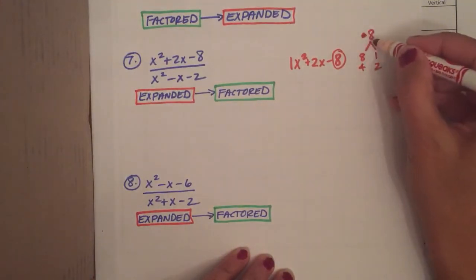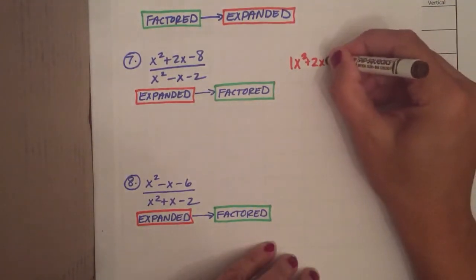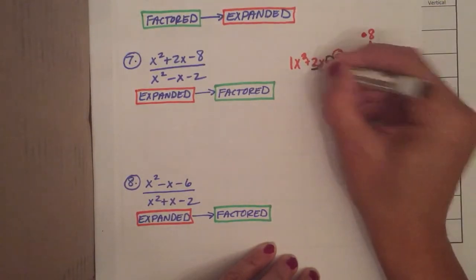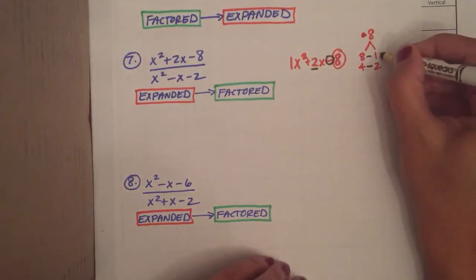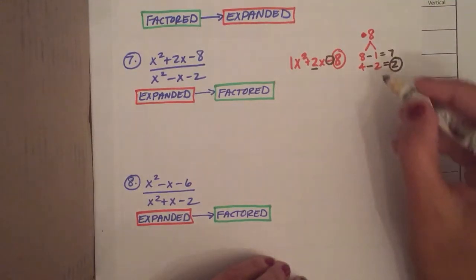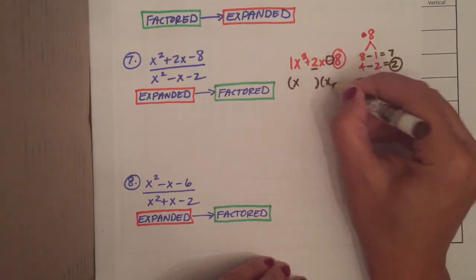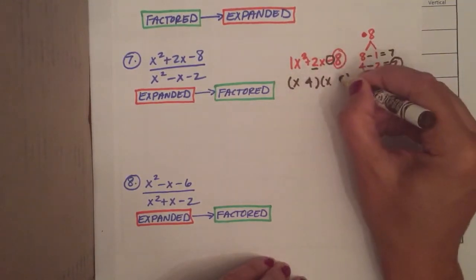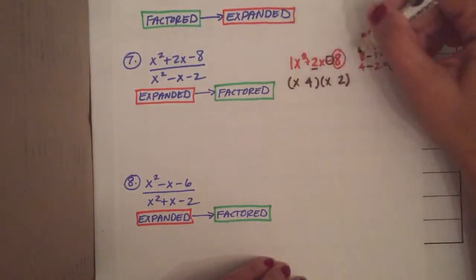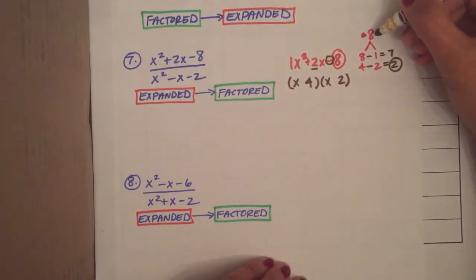And I'm looking for two factors of 8 that, if you look at the signs, subtract or have a difference of 2, which is my middle term. 8 minus 1 is 7. 4 minus 2 is 2. So my two factors are going to be 4 and 2. So I have x and 4 and 2. Again, I factored the c term. I didn't need to do multiply a times c because my a value is 1. I factored the c term.